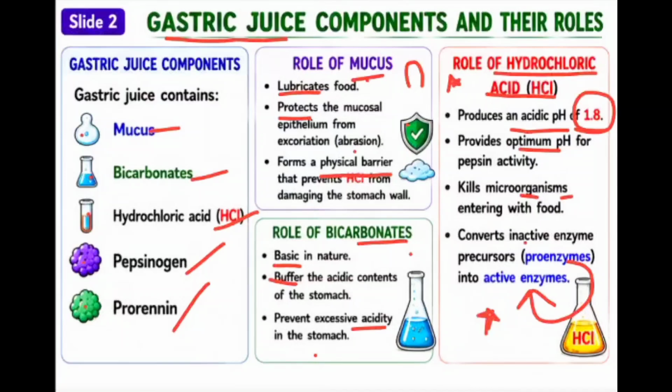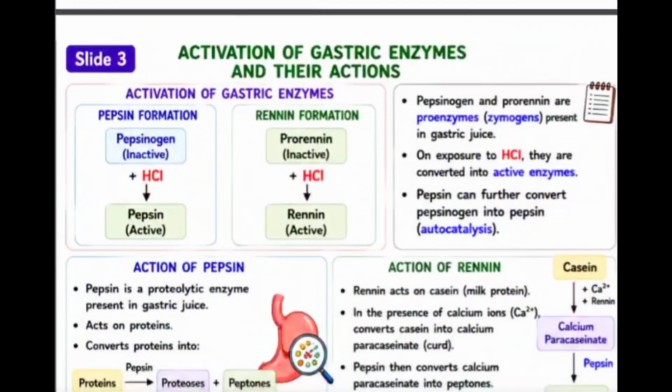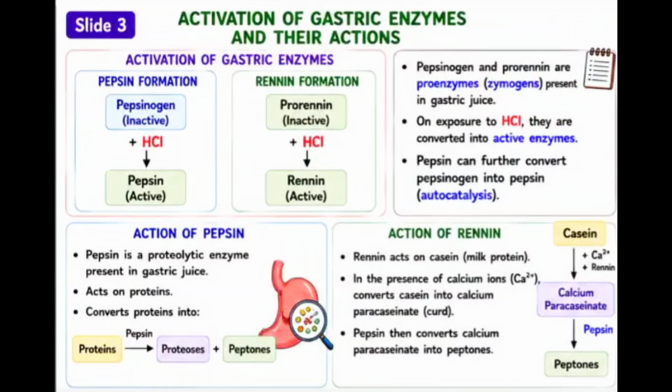Now let us see how these enzymes become active. Let us now discuss the activation of gastric enzymes. The stomach secretes certain enzymes in inactive forms. These inactive forms are called zymogens or proenzymes. Examples include pepsinogen and prorenin. These inactive forms prevent the stomach from digesting its own tissues. So, when hydrochloric acid is present, these inactive enzymes become activated.